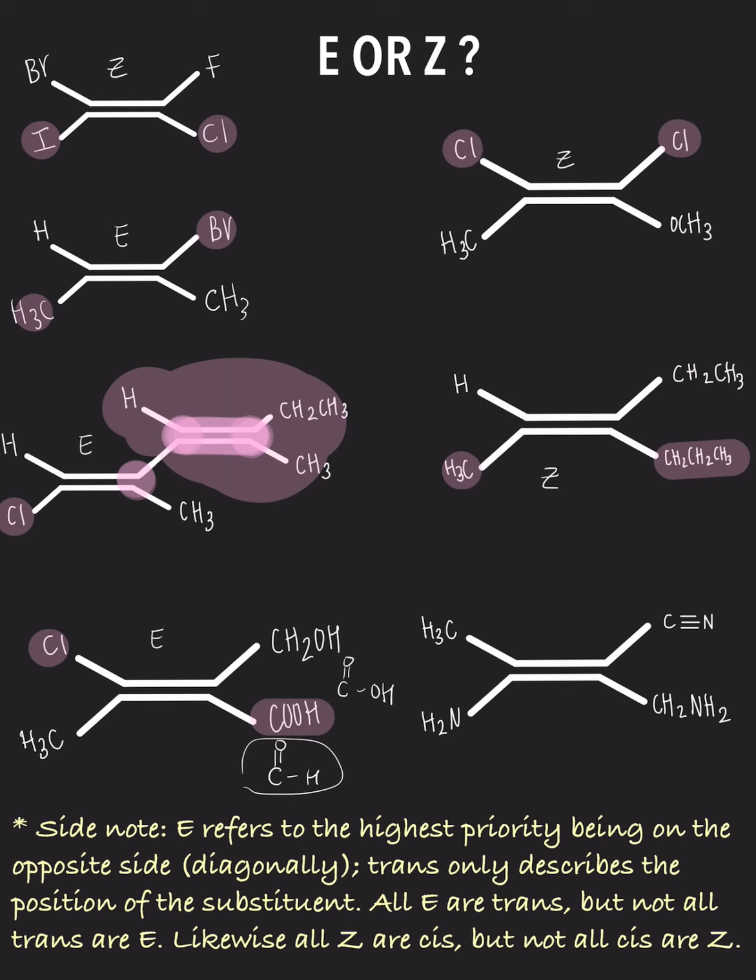So this is going to be E. Okay. Now let's go over the last one. So let's say you have, attached to a carbon, this is attached to nitrogen. Nitrogen's higher priority. This is attached to a carbon that's triple bonded to a nitrogen. This is attached to a carbon single bonded to a nitrogen. So this is going to be your higher priority. Again, they are diagonal, they're opposite sides. So this is going to be E.